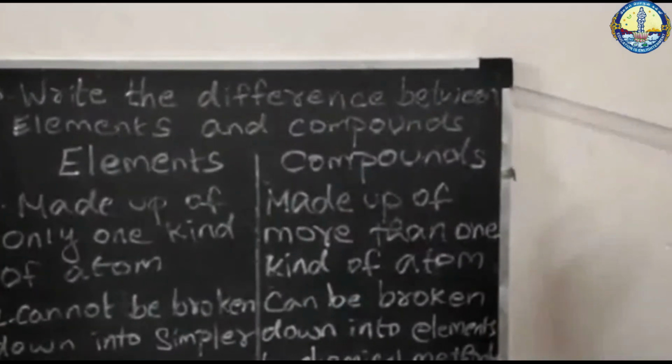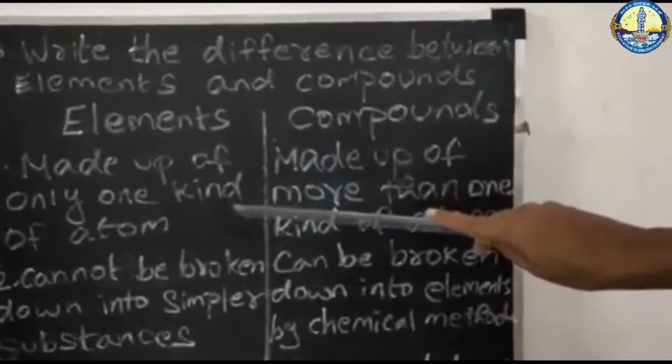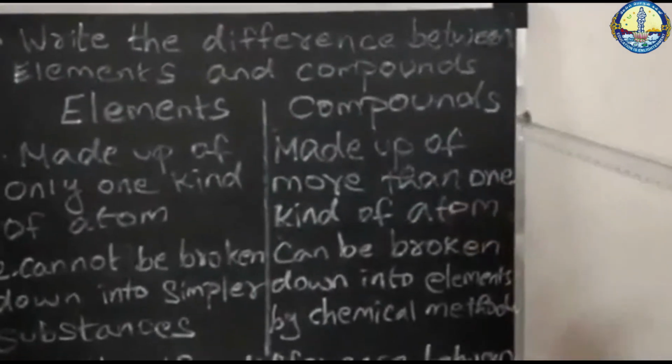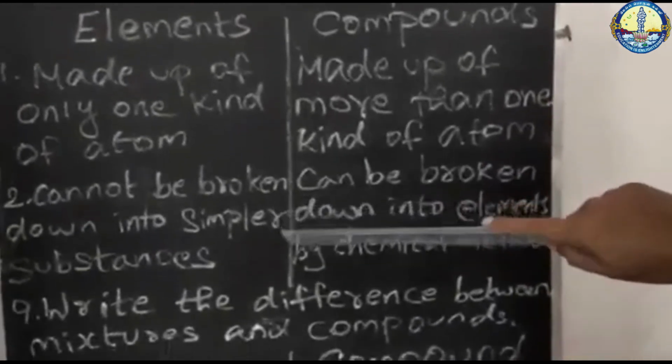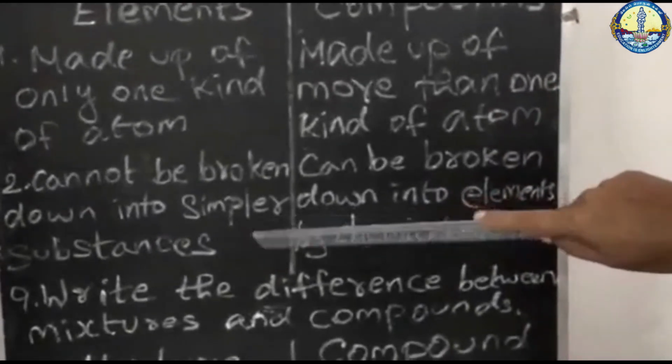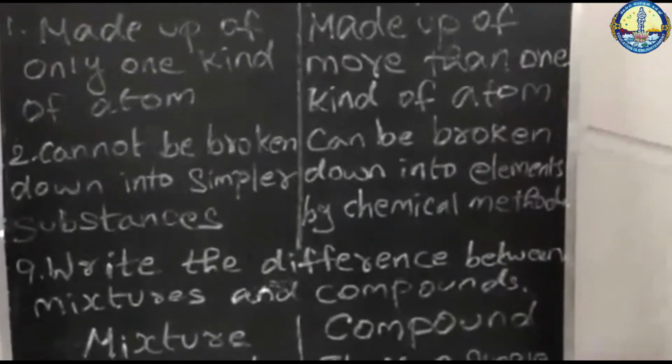Write the difference between elements and compounds. Elements. Made up of only one kind of atom. Compounds. Made up of more than one kind of atom. Elements cannot be broken down into simpler substances. Compounds can be broken down into elements by chemical methods.